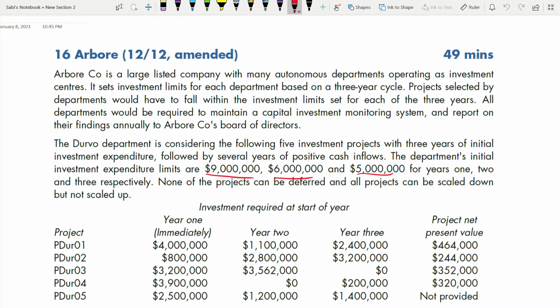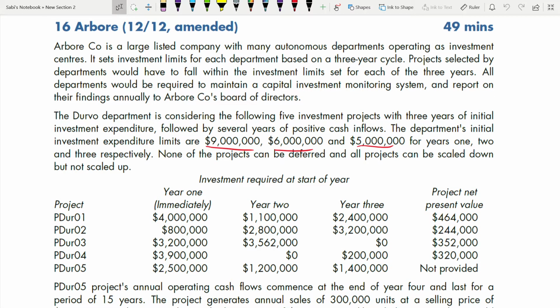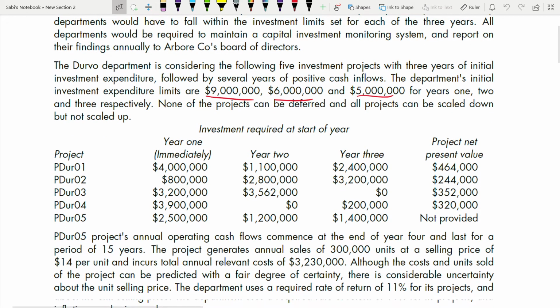Only up to 9 million you can invest in year 1, only up to 6 million in year 2, and 5 million in year 3. None of the projects can be deferred, and all projects can be scaled down but not scaled up. So now the investment required at the start of year 1, year 2, year 3. So there is no year 0, from year 1 itself you have to start the project.